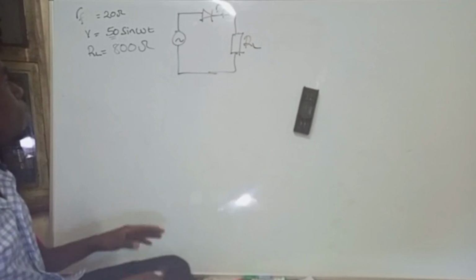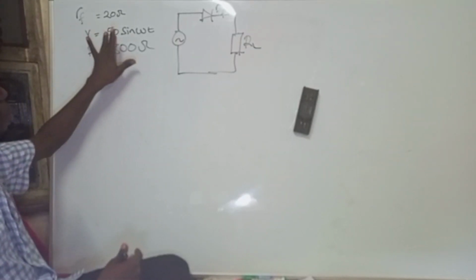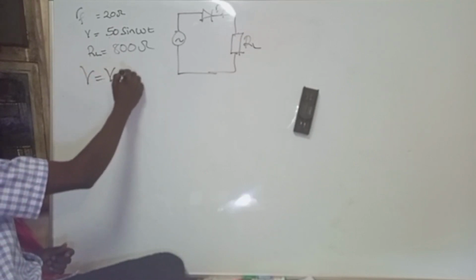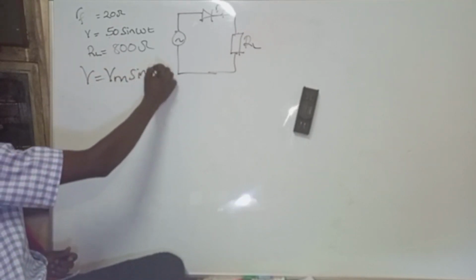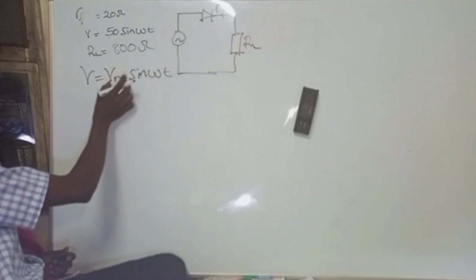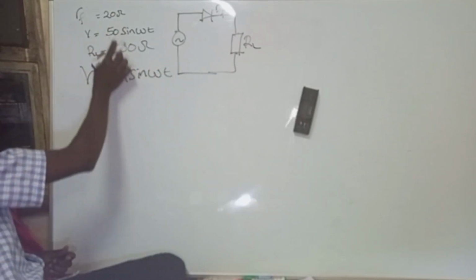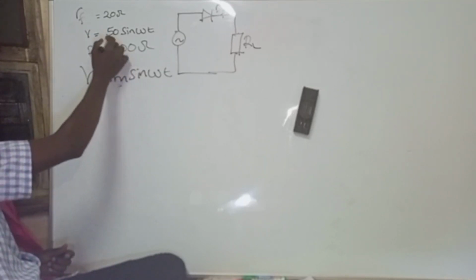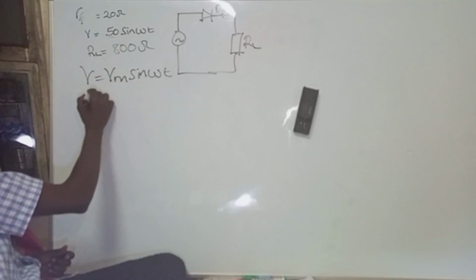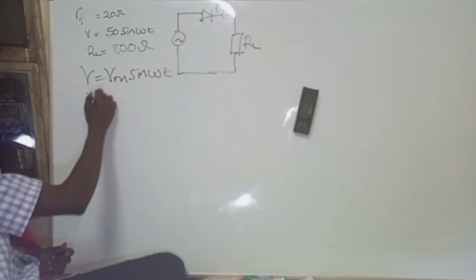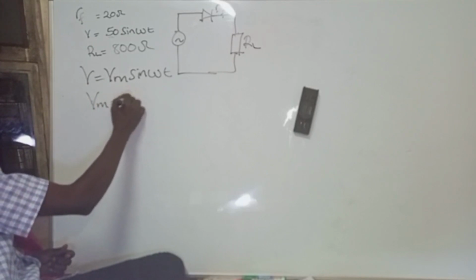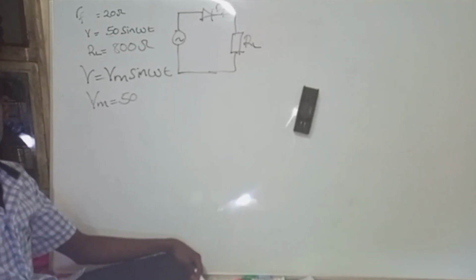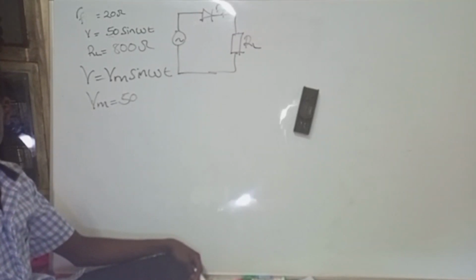So what I was trying to emphasize is that they have given me this equation, but that equation is in the form V equals Vmax sine omega t. So this Vmax and this correspond to the same thing. Someone can clearly tell that this Vmax is the same as this 50. Therefore, my Vmax is equal to 50 volts. So that value they have given me corresponds to my Vmax, which is 50 volts.